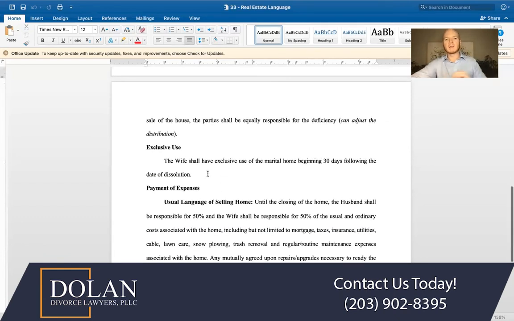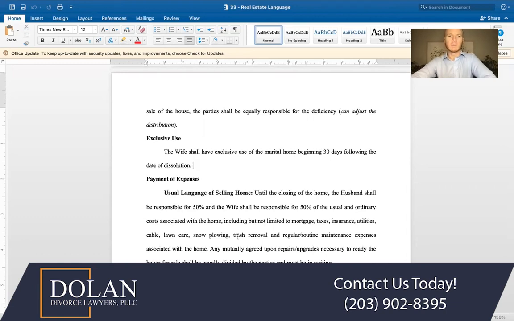If the property is not being sold, you're going to want some exclusive use language if one of the parties is going to keep the property. So kind of the standard is the wife shall have exclusive use of the marital home beginning 30 days following the date of dissolution. Obviously, you can change that time frame. And, by having this language in there, it makes sure the other party gets out of the property and you don't have to deal with evicting them if they refuse to leave. You can get them out through the family court.